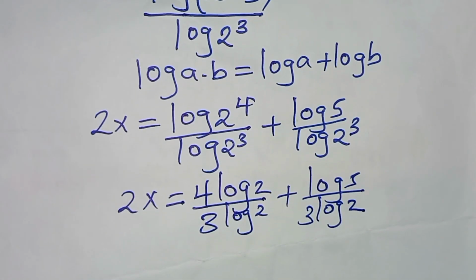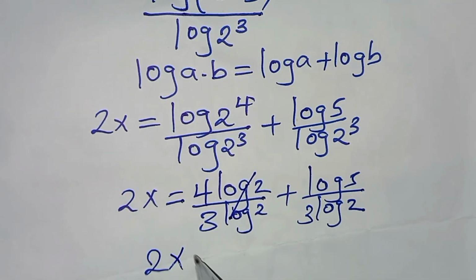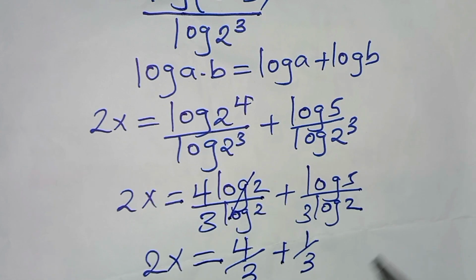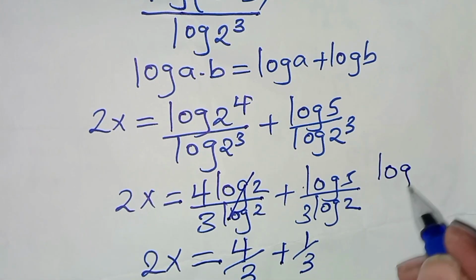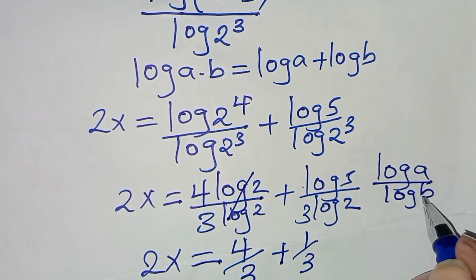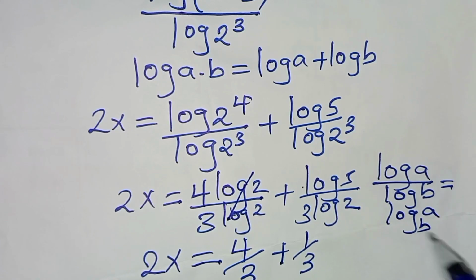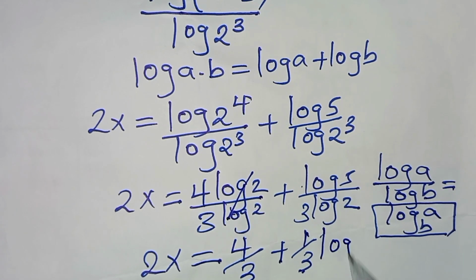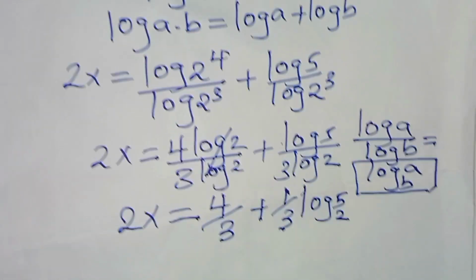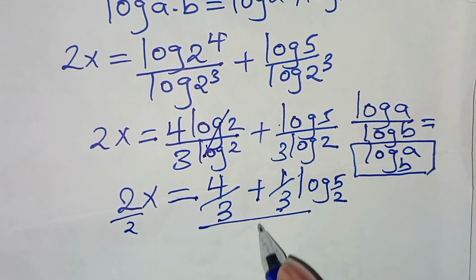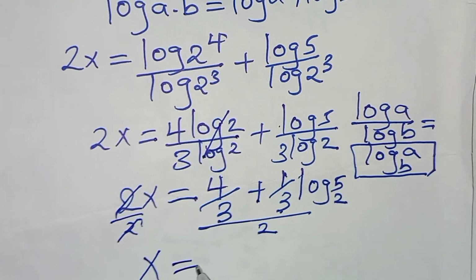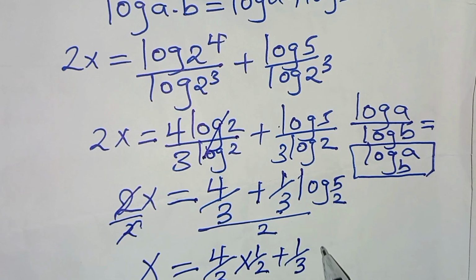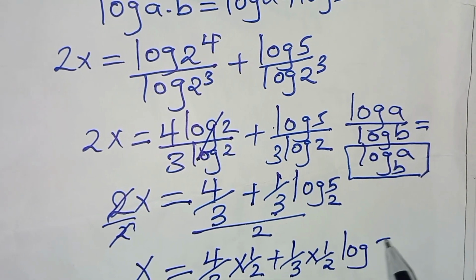Now let's simplify. Log 2 and log 2 cancel, so that now we'll have 2x equal to 4 over 3, plus 1 over 3 times log 5 divided by log 2. This is in the form of log a divided by log b, which we can express as log a to base b. Applying this property, we'll have a third log 5 to base 2. Now let's divide both sides by 2, so that x is equal to 4 over 3 times a half, plus 1 over 3 times a half log 5 to base 2.